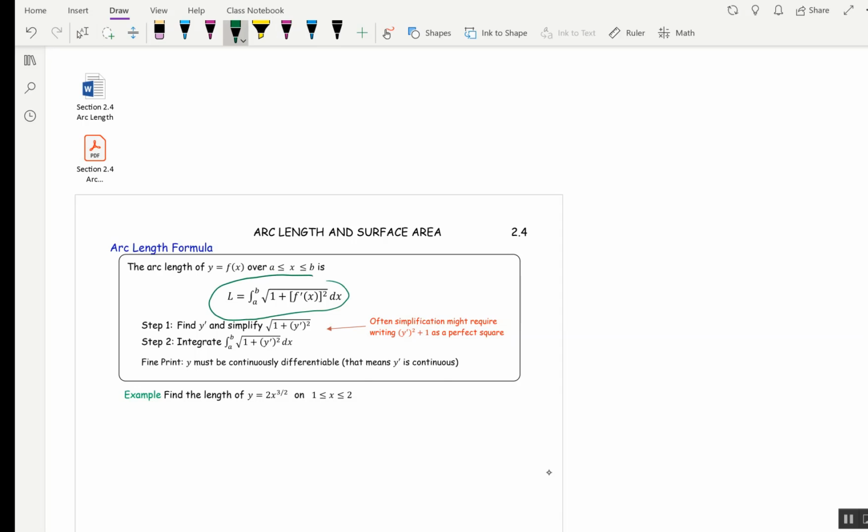Sometimes we write it with a y prime instead of f prime of x squared. We'll just write y prime squared. It's a little shorter. Either one is fine.